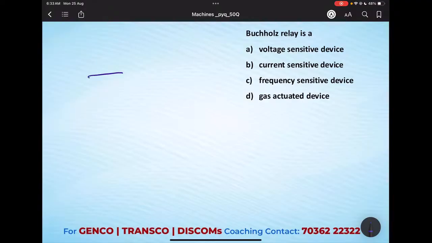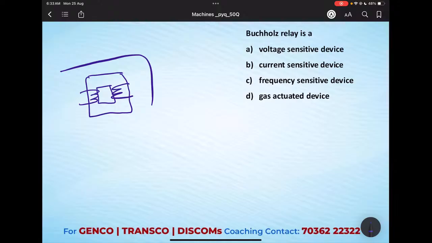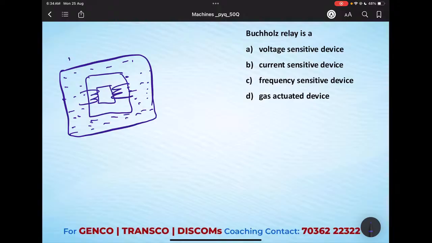Okay, if you see any transformer connection, this is our transformer core and this is the transformer winding. This is kept inside one tank and filled with oil. These are the winding provisions. Whenever the oil gets heated, that oil will expand. This expanded oil goes to the conservator tank. Let's take it as the conservator tank.